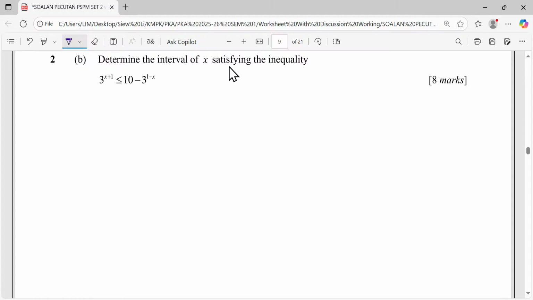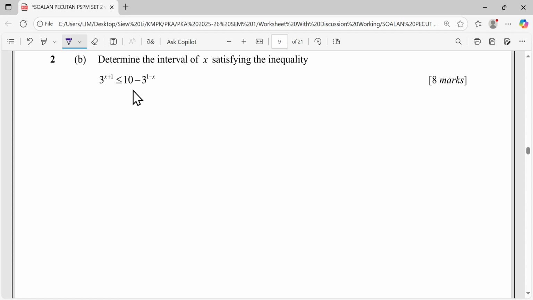Determine the interval that can satisfy inequalities. It is the indices together with inequalities. So firstly, we solve these indices first. Indices plus minus. Can we simplify indices in plus minus?